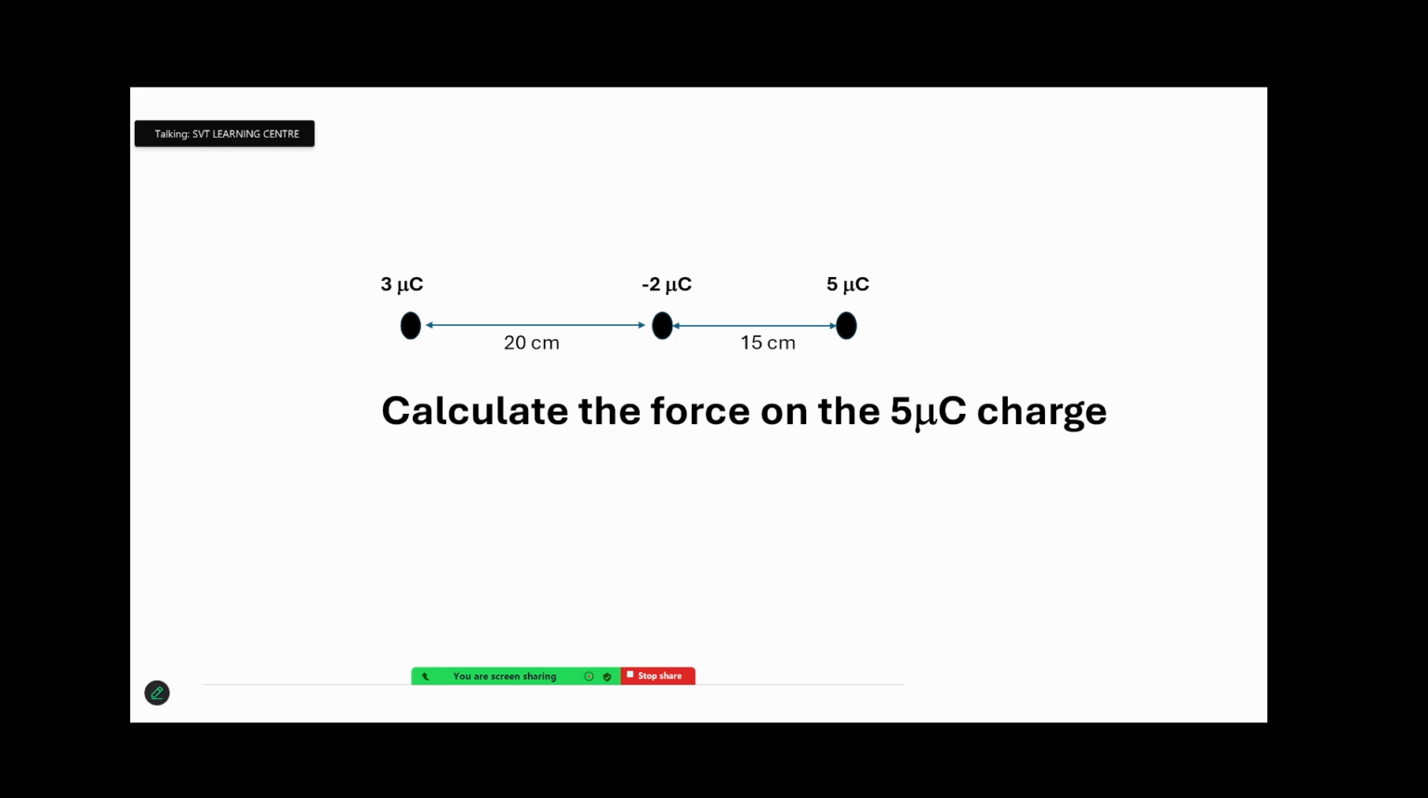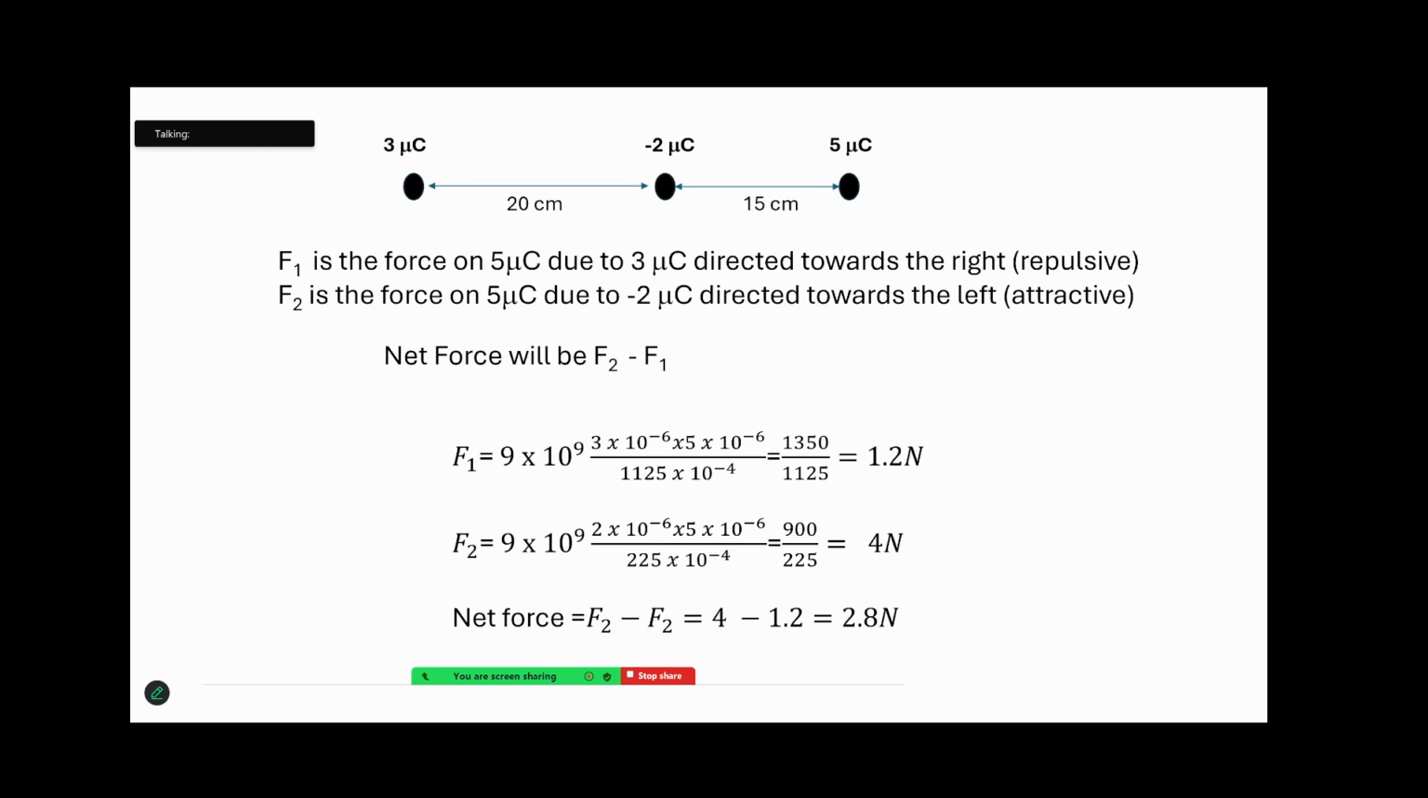The force arising due to the interaction between the 3 microcoulomb and 5 microcoulomb incidentally will be towards the right. The distance between them will be 35, and that will be a smaller force. The minus 2 microcoulomb will tend to pull it towards itself, so it will come towards the left, and the net force on the 5 microcoulomb will be the resultant of the two forces. We will be subtracting the two. So we get it as 2.8 Newton.